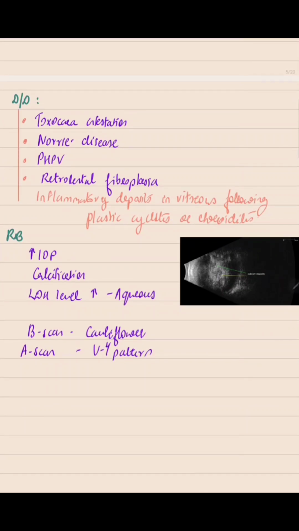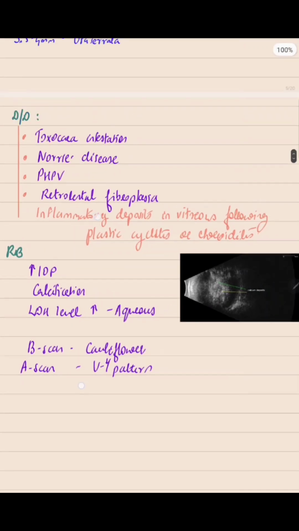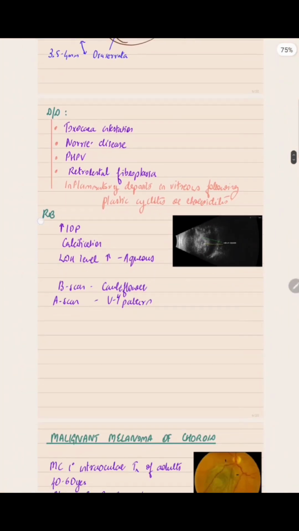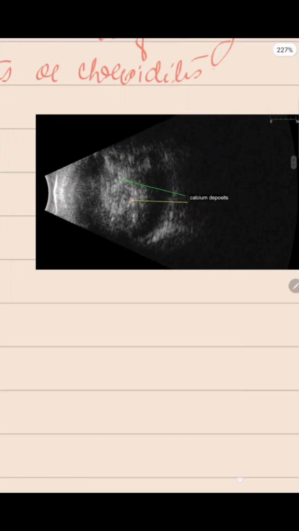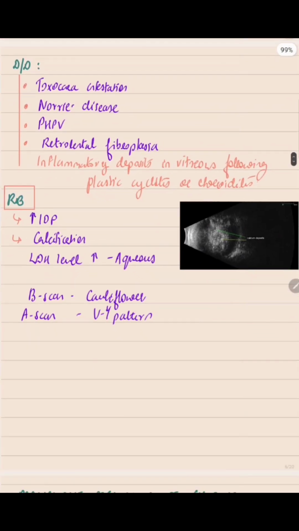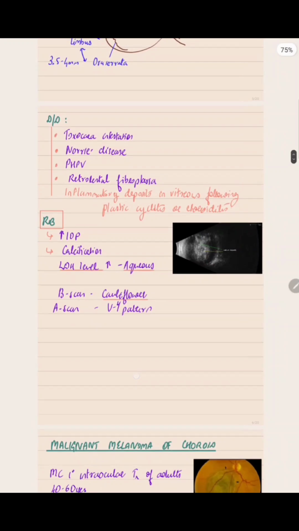Now, to differentiate retinoblastoma from these causes, there are some specific features of retinoblastoma: the IOP will be raised and there will be calcification. Here in ultrasound we can see calcification. These calcium deposits can be seen; these are the calcifications which will be seen in retinoblastoma. Then in aqueous humor there will be an increased level of LDH, on B scan there will be a cauliflower-like mass, and on A scan there is a characteristic V-Y pattern.